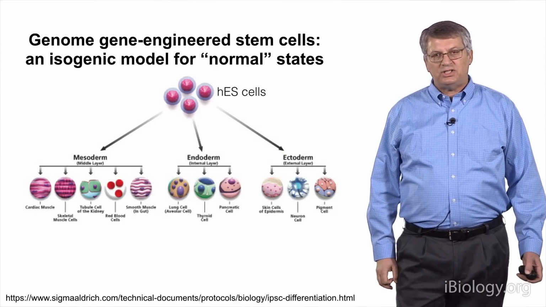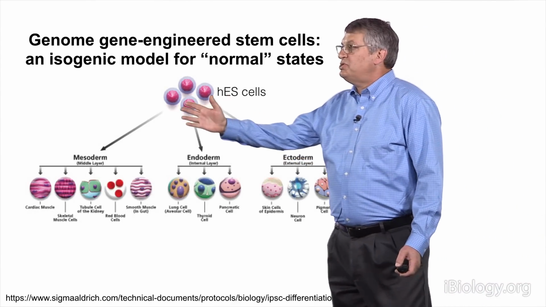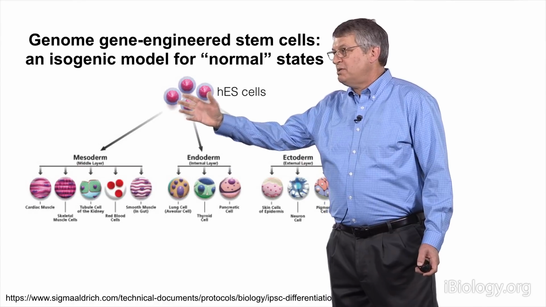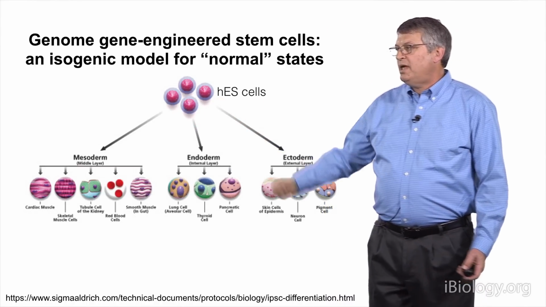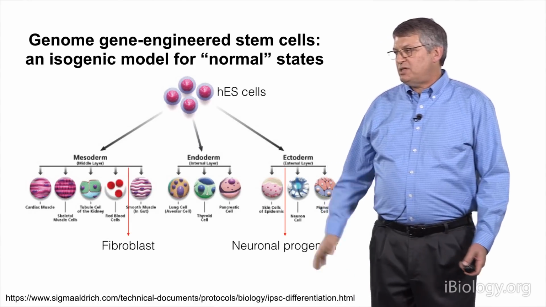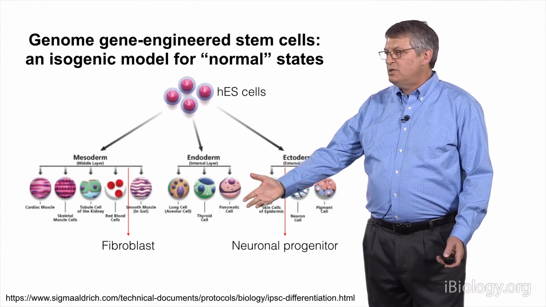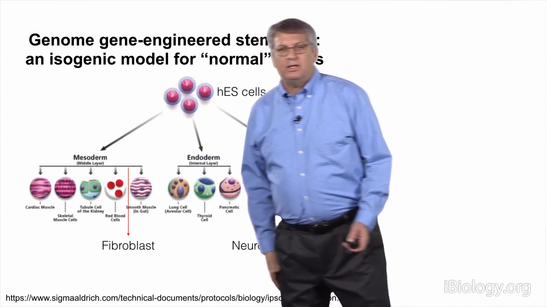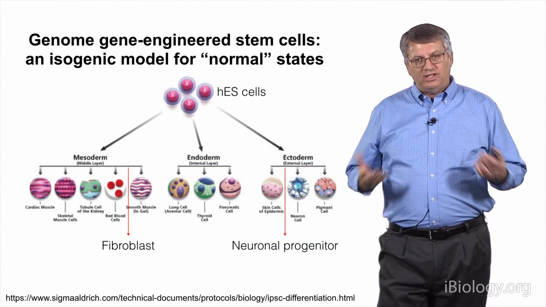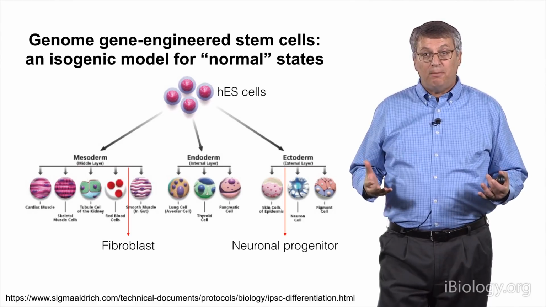One of the advantages of this is that we could now use genome editing to edit some stem cells, either iPS cells or embryonic stem cells. We've used both. And then we could differentiate those cells to different states. So for example, we like to make neuroprogenitor cells and fibroblast cells. And now we have different isogenic cell lines that we can compare to each other.